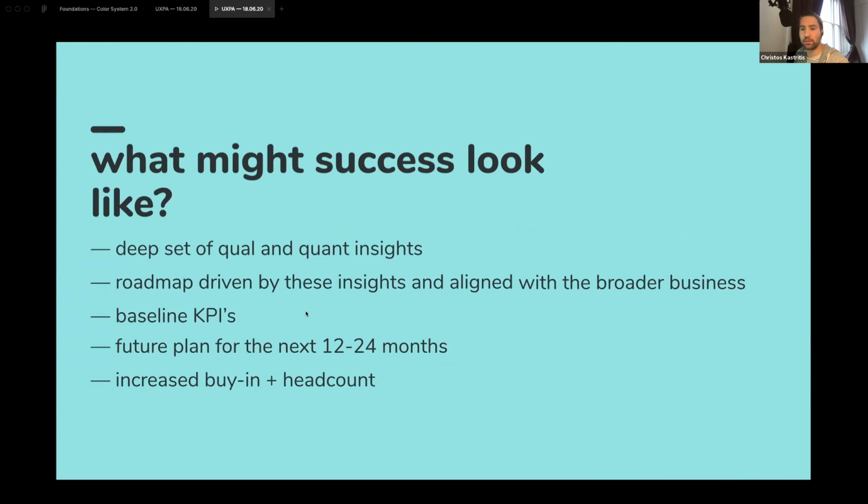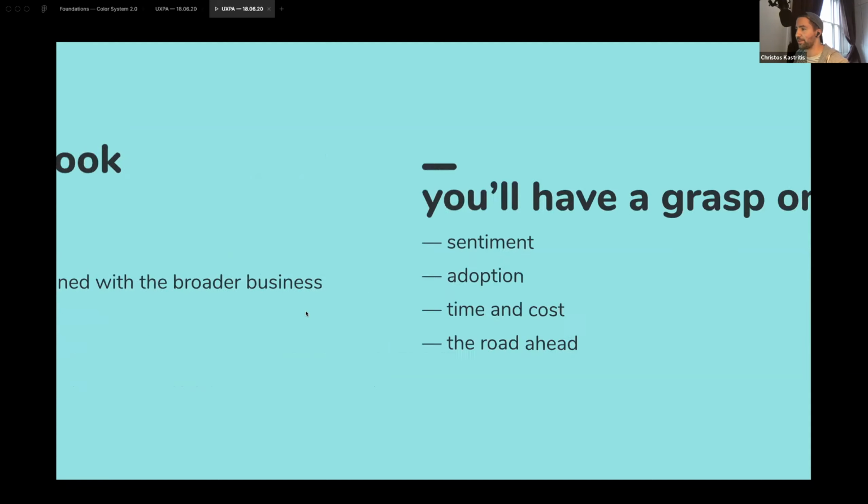I suppose, what might success look like through understanding your design system's health? Well, hopefully you'll have some degree of establishing a set of qualitative and quantitative insights. Ideally, you'd have a roadmap that's driven by these insights. Perhaps establishing a set of baseline KPIs or statements or themes. And hopefully all these findings will lead into a future plan for the next 12, 24 months. I think at the end of it all, the holy grail is increased buy-in and headcount, right? It's what we all strive for.